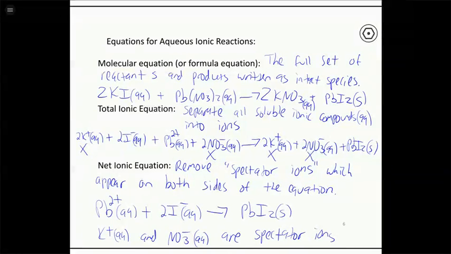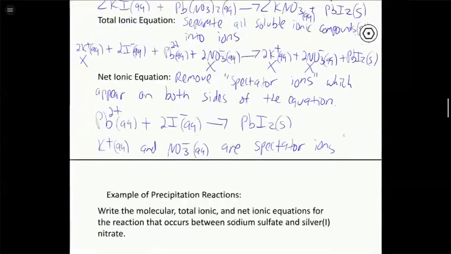So these are the three ways we can write equations for precipitation reactions, and you're going to want to be familiar with all of them, especially the net ionic equation. That's one that we'll certainly ask you about on homework assignments and tests, is how to produce the net ionic equation. So let's do one more example of that, just to see how it works.